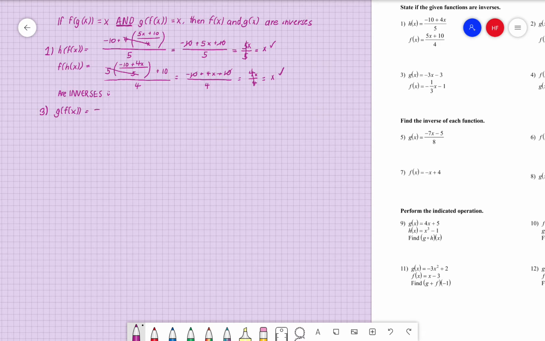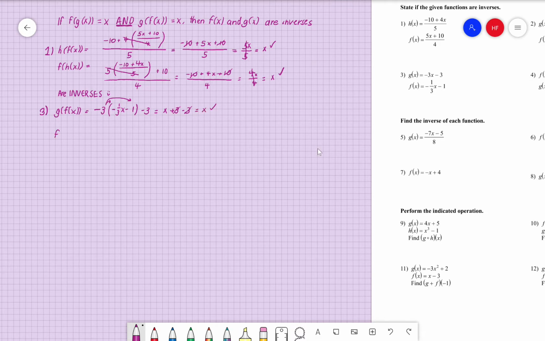So in my function g, I'm starting with -3 times x. X is going to be replaced with all of the function f. And then continue on. -3 times -1/3 x minus 1, so I'm going to distribute. I get +1x, so -3 times -1/3 gives me 1. I have the x on there, so I'm going to keep it there. -3 times -1 is a +3, then -3. 3 minus 3 is 0, so I get x.